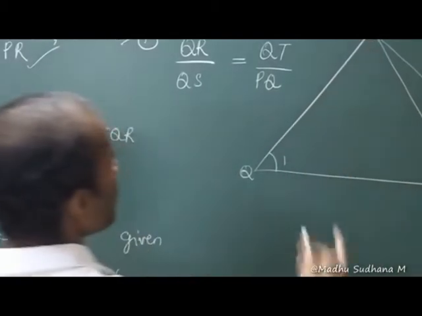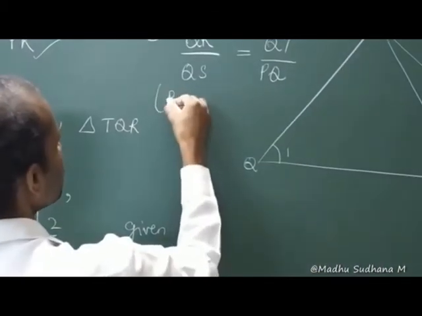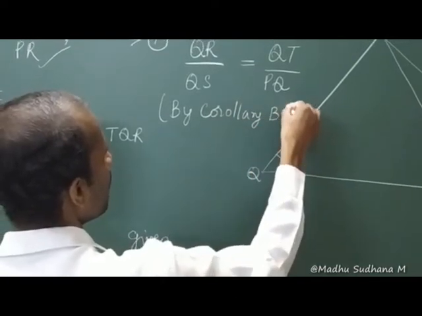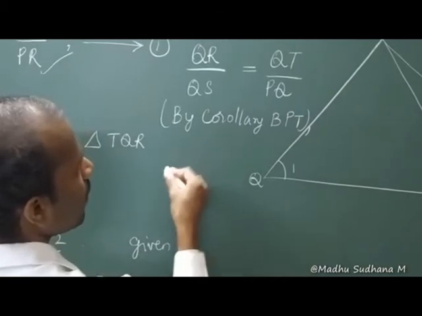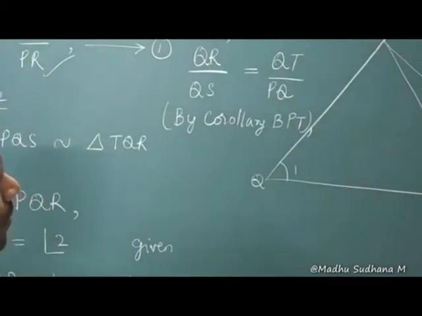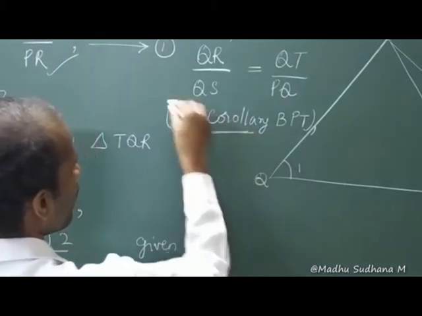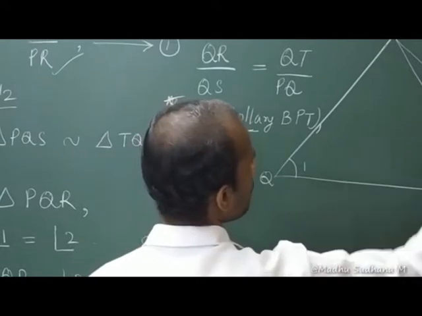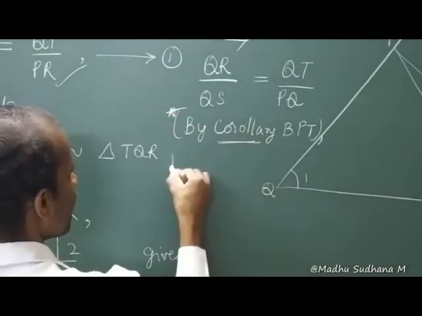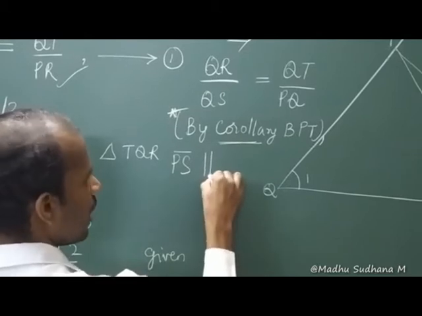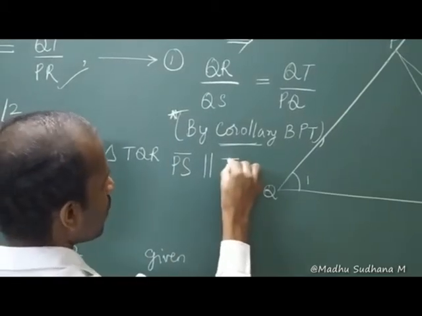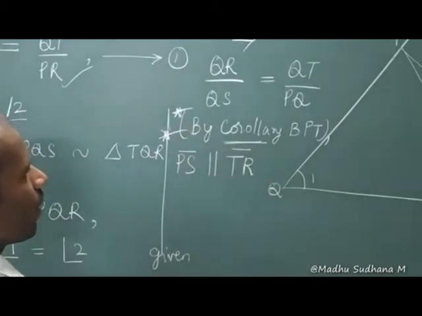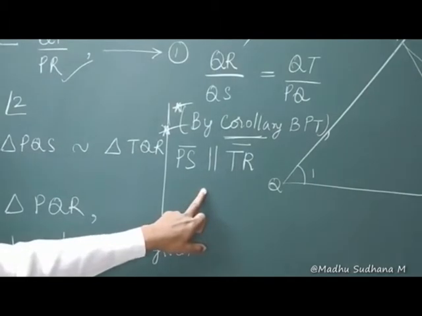So what can we say about this? By corollary of BPT, this is a very important condition here. From corollary of BPT, I can write PS is parallel to TR. So this is a very, very important note here. So what is the corollary of the BPT?